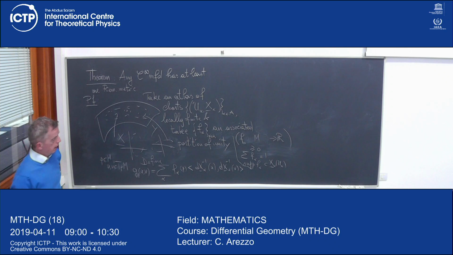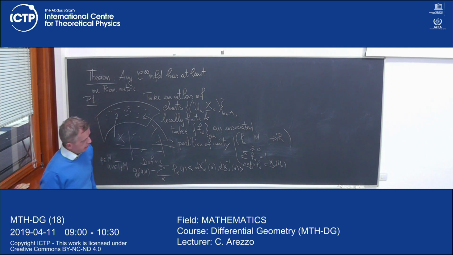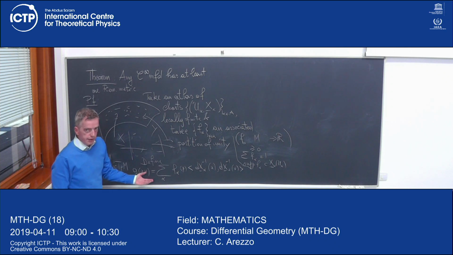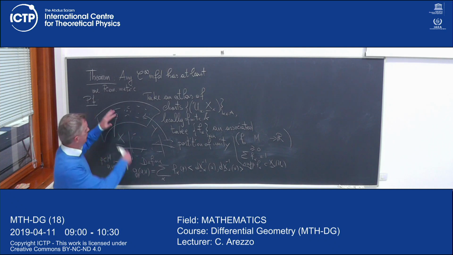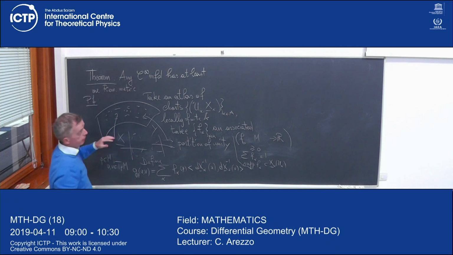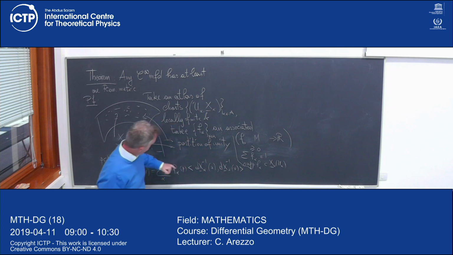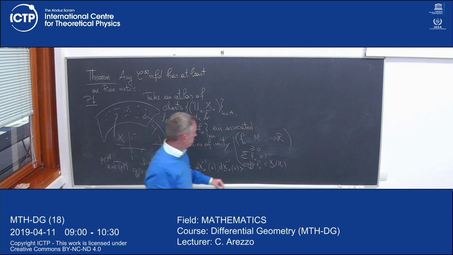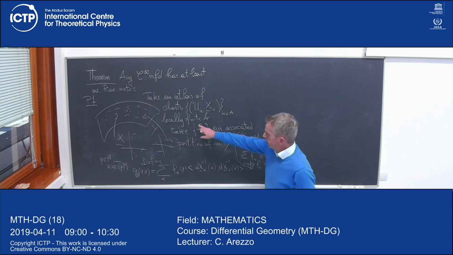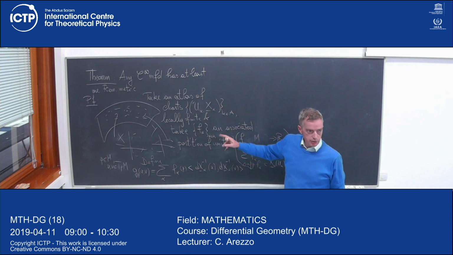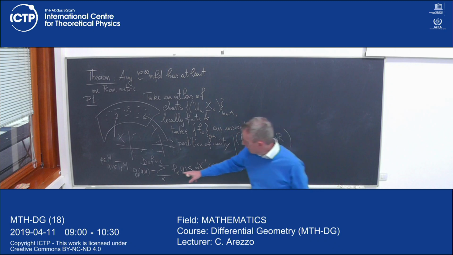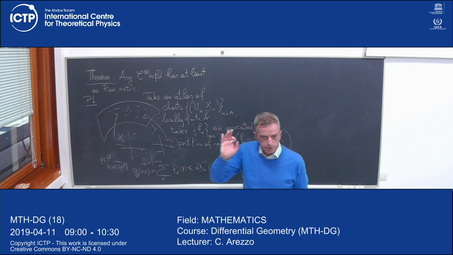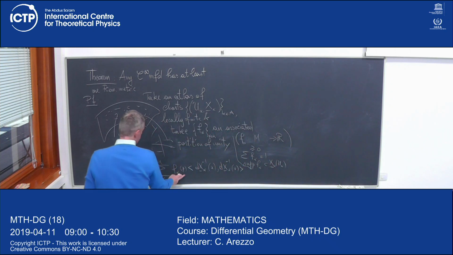Now you have everything to check that this is a Riemannian metric, and this solves the problem of smoothness. First of all, you have to check it makes sense. This is the locally finite property: every point lies only in a finite number of them, so this sum, which a priori is an infinite sum, is only a finite sum of objects.